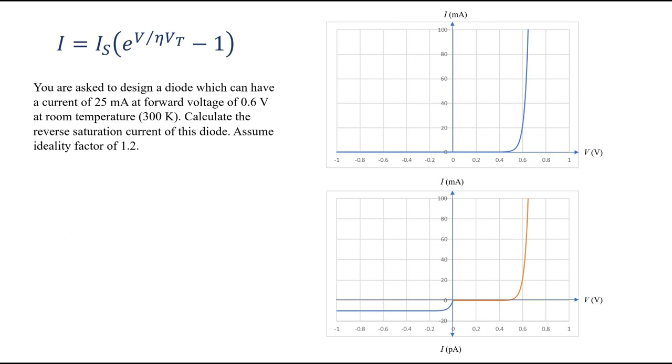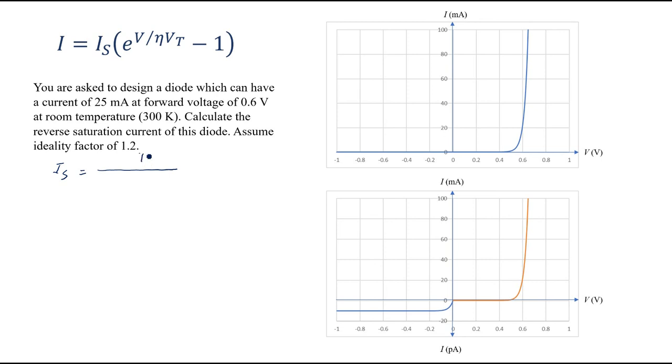Another type of question is design question. When you graduate, you might get a job as a device engineer in a manufacturing company. You might be asked to design a diode to have a specific current at a specific voltage. The first thing you need to do is to calculate the reverse saturation current. Based on that, you can find the physical properties like doping concentration and device area.